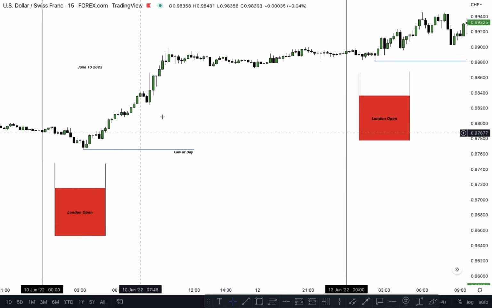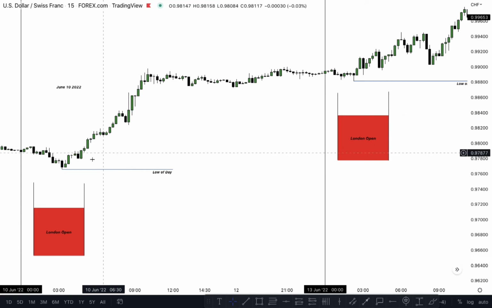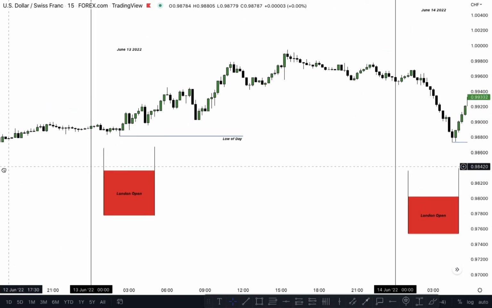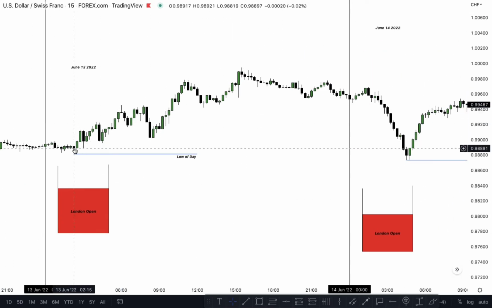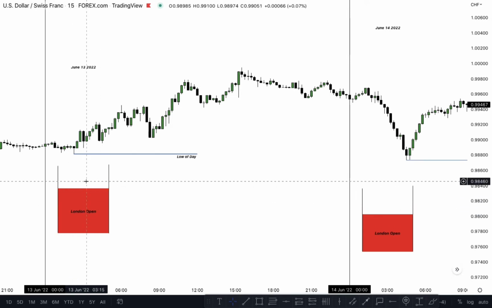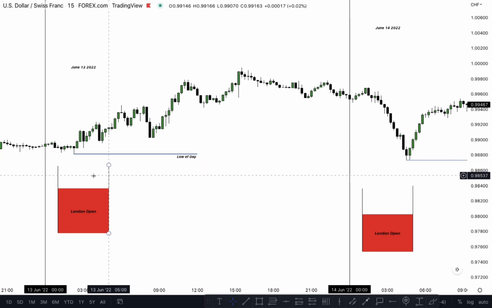Between 1 a.m. to 5 a.m. on a bullish day, so on a day that was trending upwards, the low of the day came in here by way of London Open. Let's look at the next day. So look at June 13th. The low of the day for this trading session comes in between the London Open again. You see that? The lowest point for this trading range is right here between this time period.